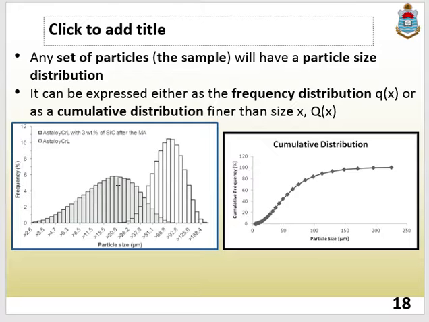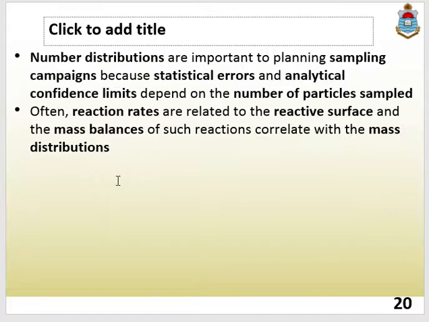The frequency plots show us where the maximum weight lies and whether it is unimodal or multimodal, and on the other hand the cumulative distribution plot shows us the information like how much percentage of the material is below this size or above this size, etc. So this kind of information is extracted from cumulative distribution.